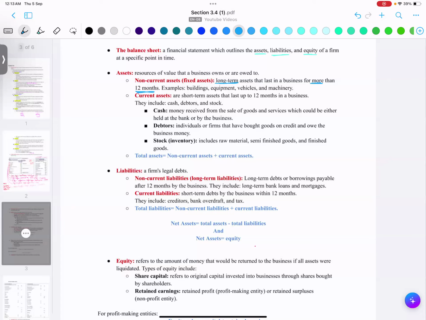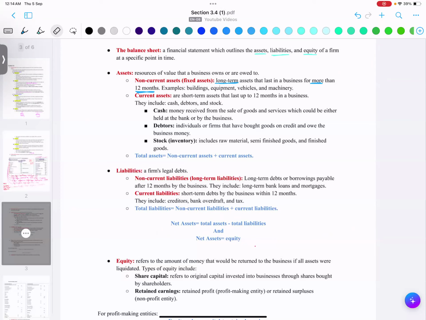Cash is money received from the sales of goods and services, which could be held either at the bank or by the business. Debtors are individuals or firms that bought goods on credit and owe the business money, meaning that they took the goods before they paid for them, so they still have to pay the business. And then you have stock, or inventory, which includes raw materials, semi-finished goods, and finished goods. There are so many things you can talk about in stock, but this is it for assets.